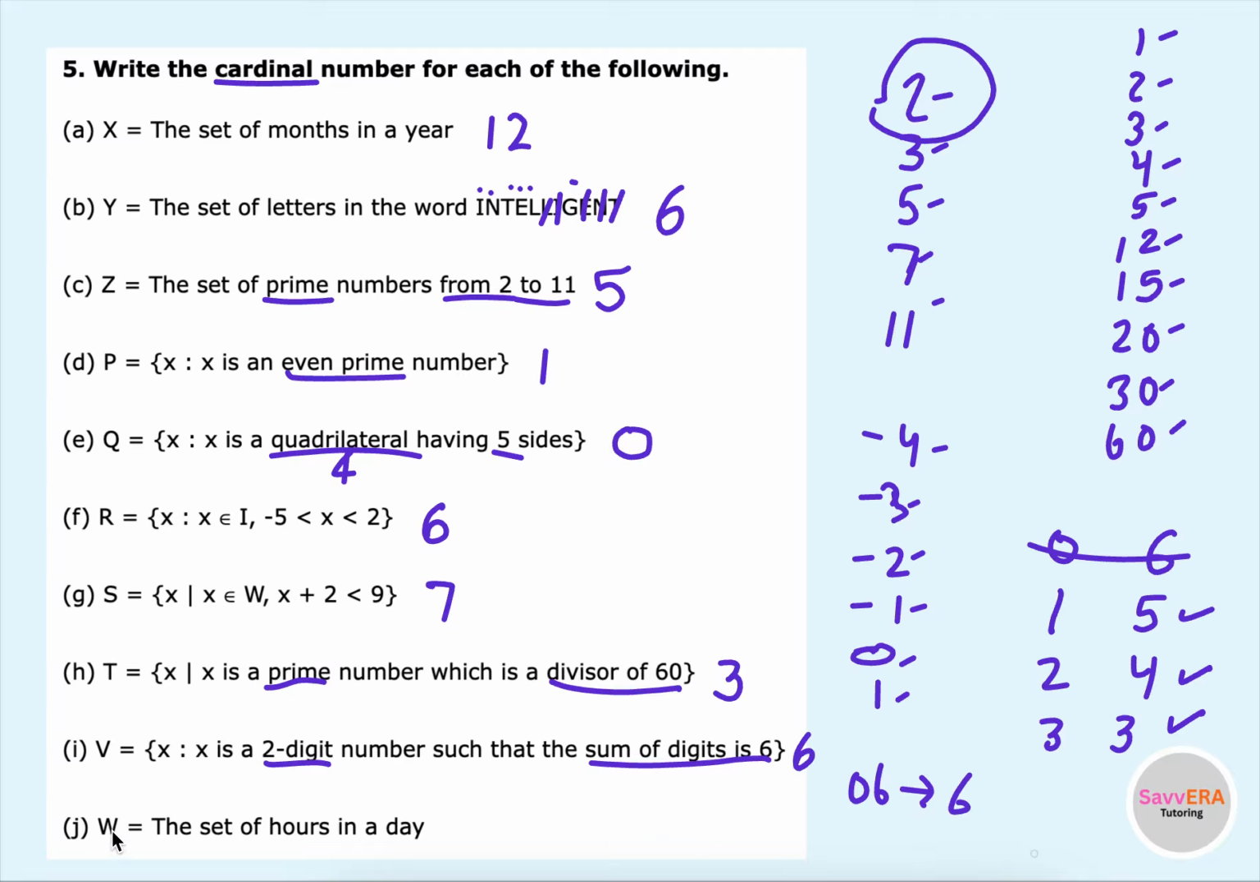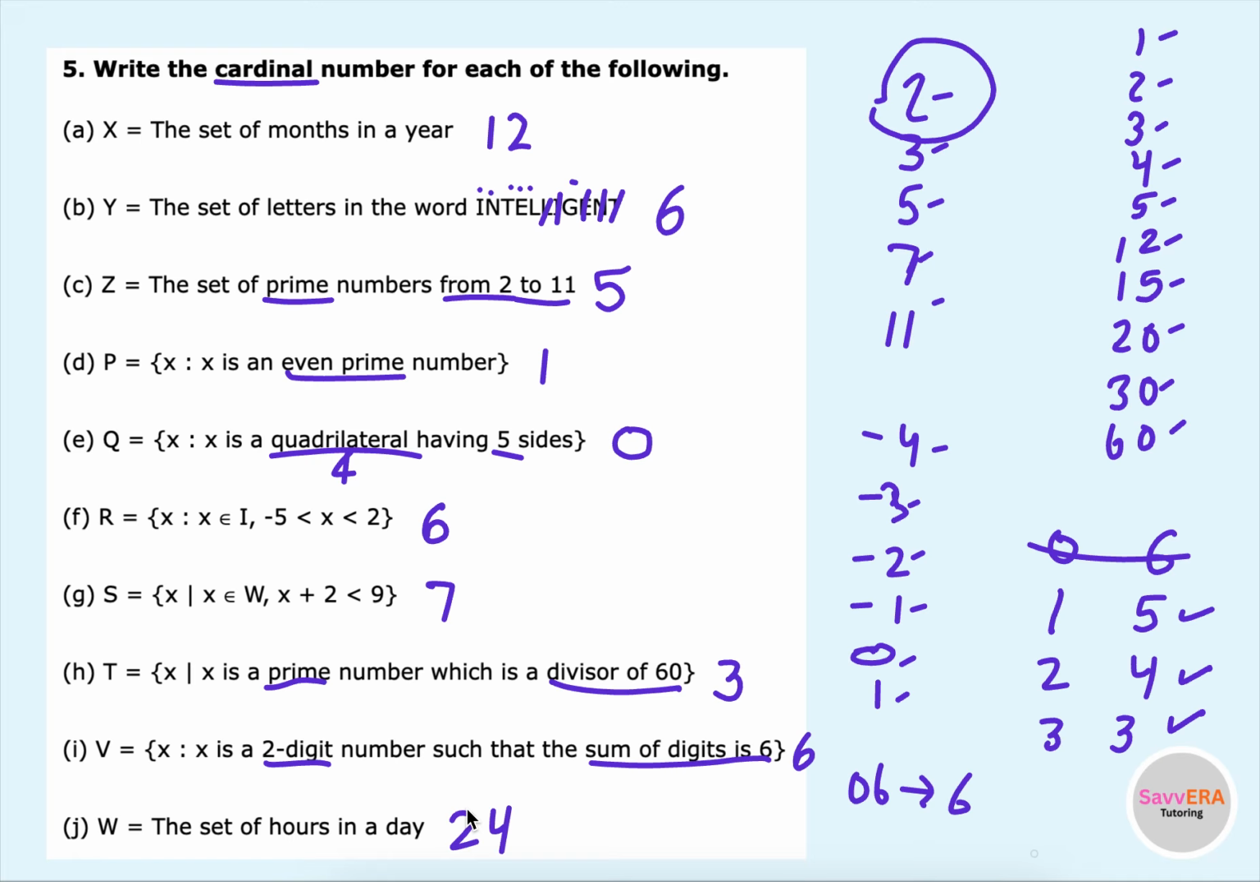And then the next one, it says set W has the set of hours in a day. So we know the number of hours in a day is 24, so we don't have to solve anything in there. Right?